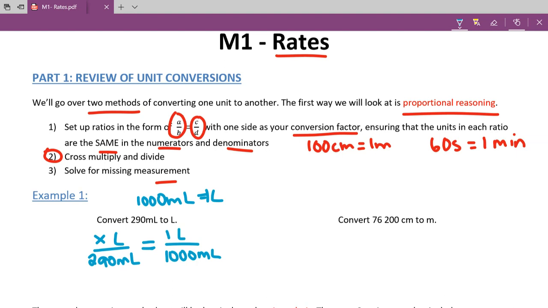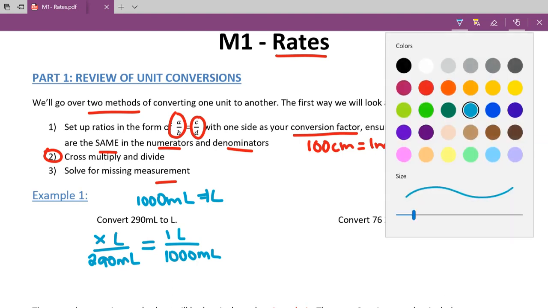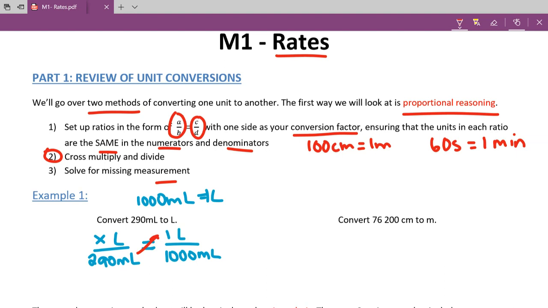This is essentially me setting up 2 equal proportions, saying, if 1 liter happens for every 1,000 milliliters, how many liters, X liters, are going to happen for every 290 milliliters? These are equal proportions. Then, to solve for this, like we said, I'm going to cross multiply. I'm going to multiply that 290 up to the right side, and I'm going to multiply that 1,000 up to the left side as well. I'm getting 1,000 X, and then 290 times 1.